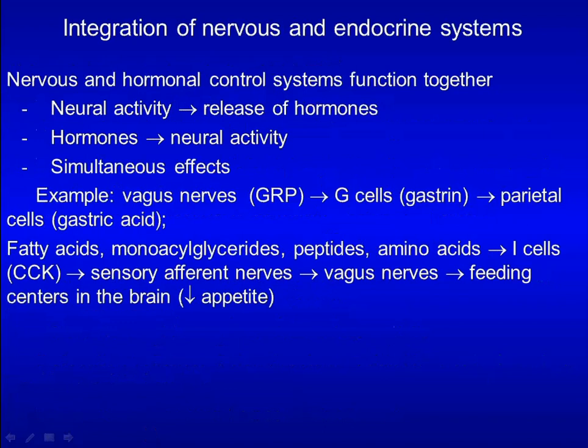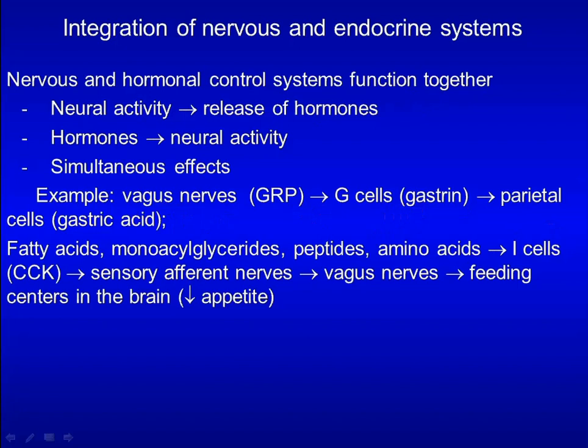Nervous and hormonal control systems function together. Neuroactivity triggers release of hormones. On the other hand, hormones can alter neuroactivity. For example, vagus nerves secrete GRP. Gastrin releasing peptide then acts on G cells to release hormone gastrin. Gastrin then acts on parietal cells to increase gastric acid secretion. This is the example of how neural activity affects hormones.